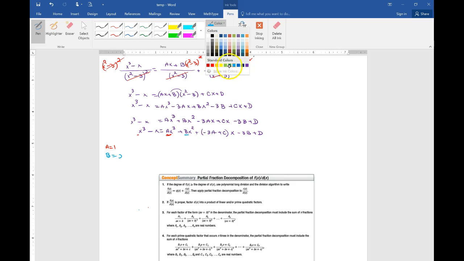Next, I have the x term. Here, the coefficient is negative 3a plus c. What is it here? Negative 1. So negative 3a plus c equals minus 1. And then finally, my constants are what? Negative 3b plus d. And what do those equal? 0. Okay? So now, this is b equals 0. Negative 3a plus c equals negative 1.